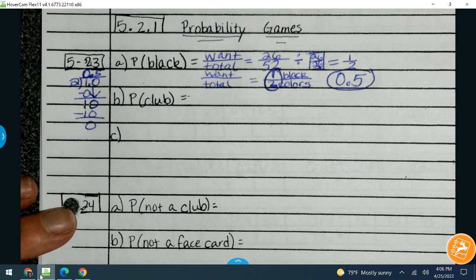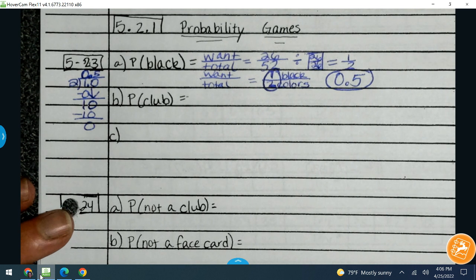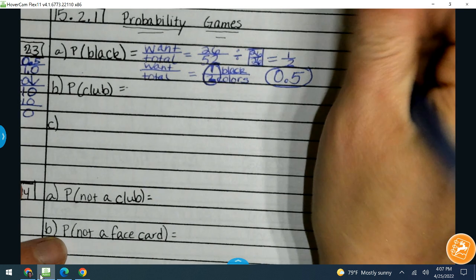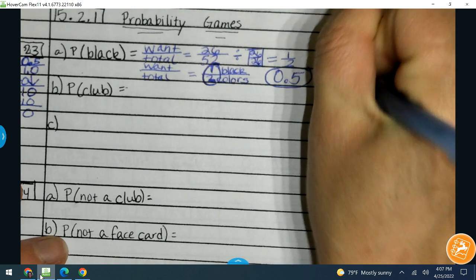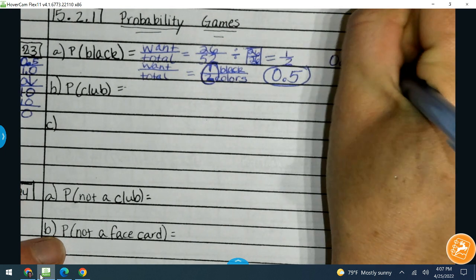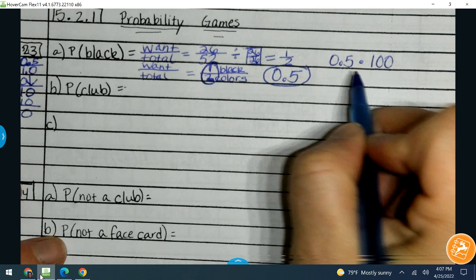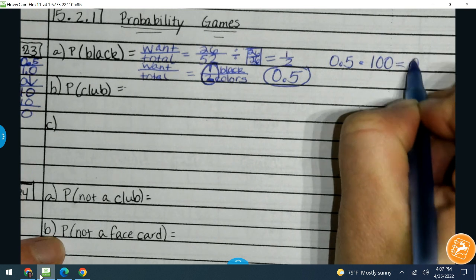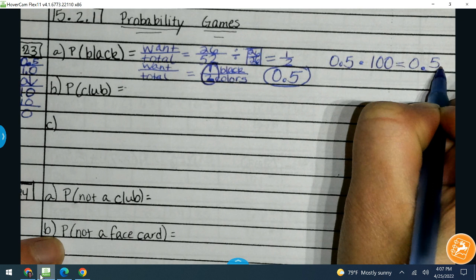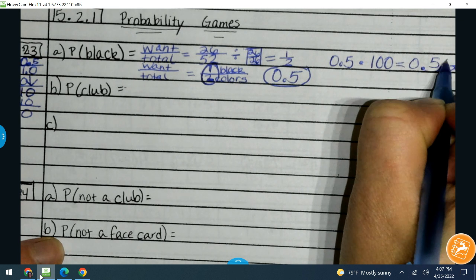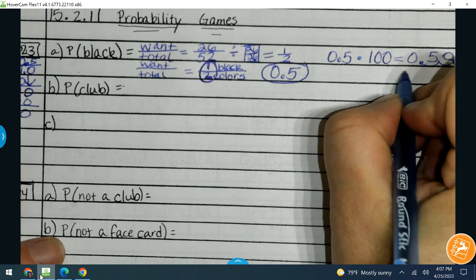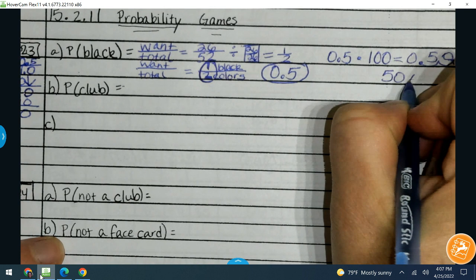Now I need to have it as a percentage. Remember, percent. Cent means 100. So I'm going to take my decimal right here, which is 0 and 5/10, and I'm going to multiply it by 100, which means I'm going to move that decimal over 2 spots to the right. And when I do that, it's now going to be 50%.